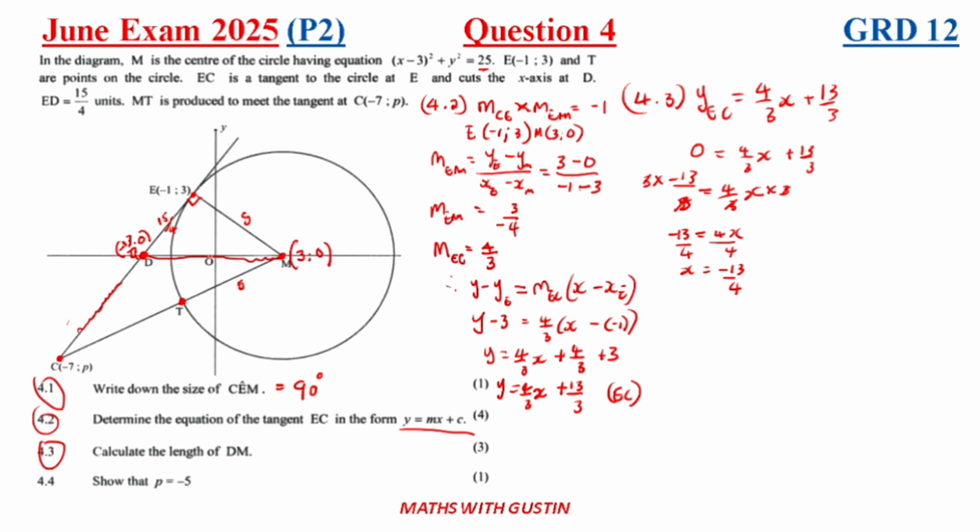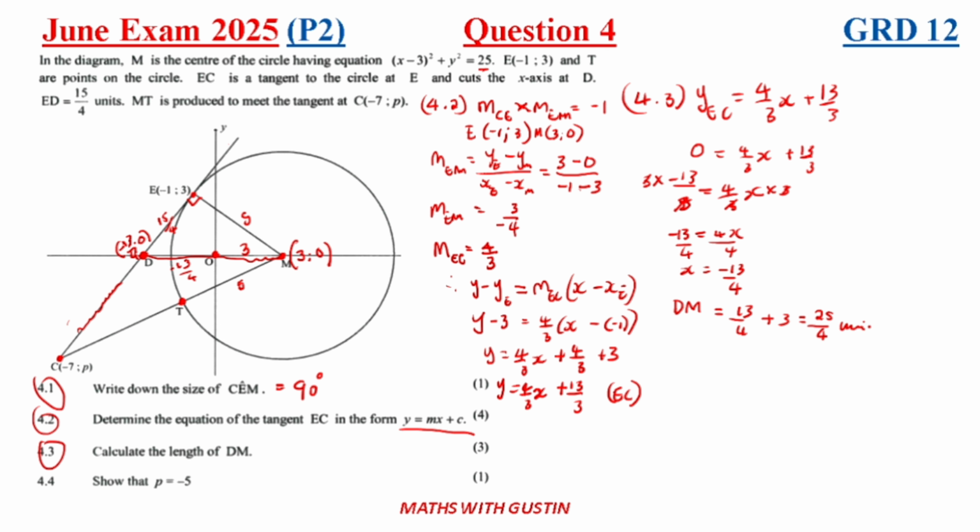Either we can use the distance formula between M and D, or we can just add them together. So as you can see, from 0 to M is 3, from 0 to D it's negative 13 over 4. So you can just add them together, 13 over 4 plus 3, which gives us an answer of 25 over 4 units, right guys?